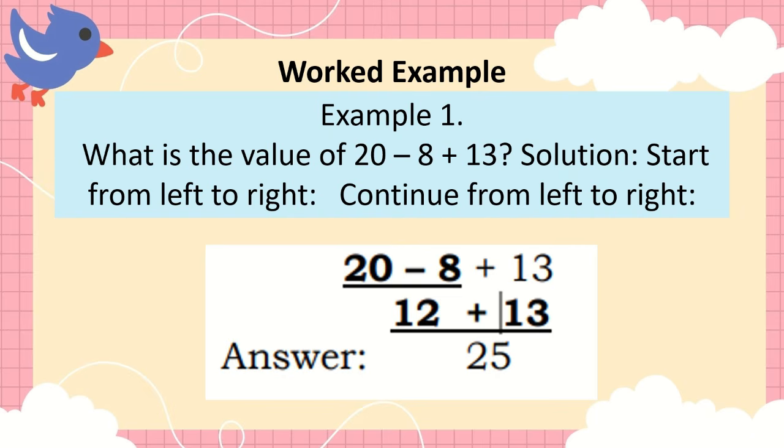Worked example. Example 1. What is the value of 20 minus 8 plus 13? Solution. Start from left to right and continue from left to right. We are going to solve first 20 minus 8 equals 12. And we are going to add 13. So 12 plus 13 equals 25. So the answer is 25.